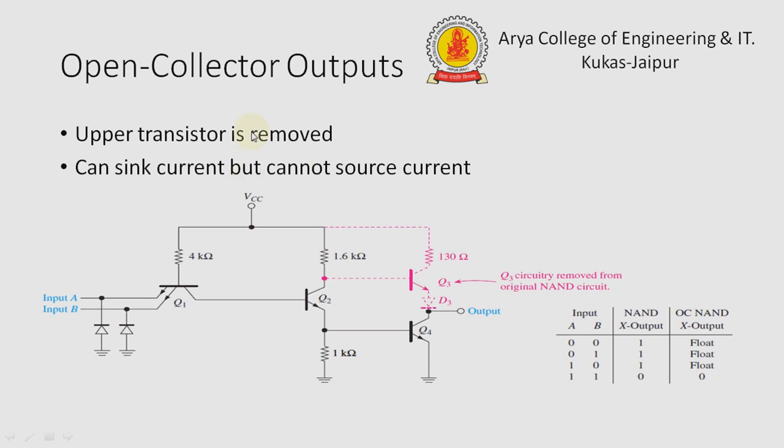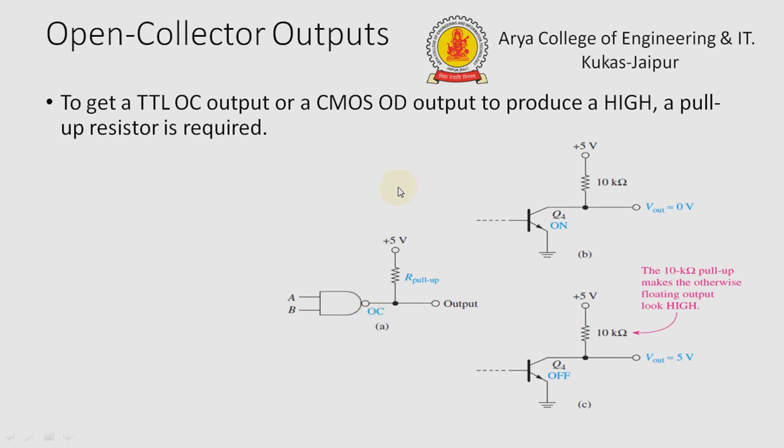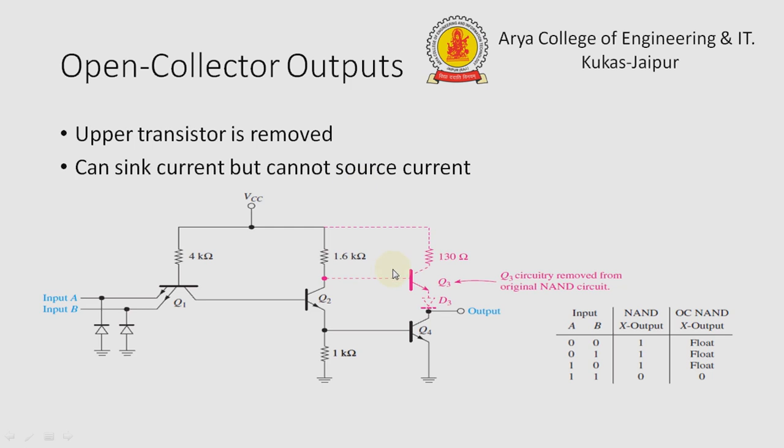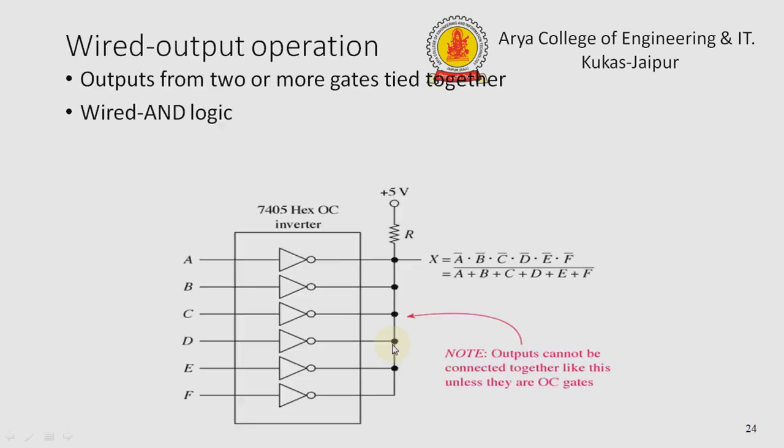Here we can see open collector outputs. These types of stages are applied here to simplify things. In open collector, the upper transistor is removed, so it can sink current but cannot source current. To get a TTL open collector output or a CMOS open drain output to produce high, a push-pull transistor is required. So besides that stage, a push-pull stage is connected.